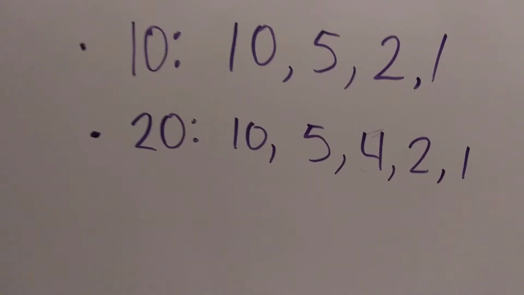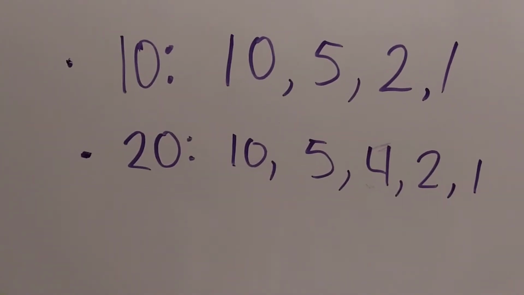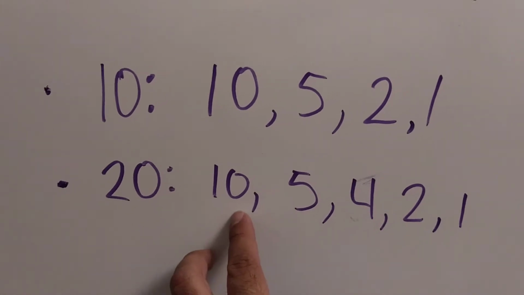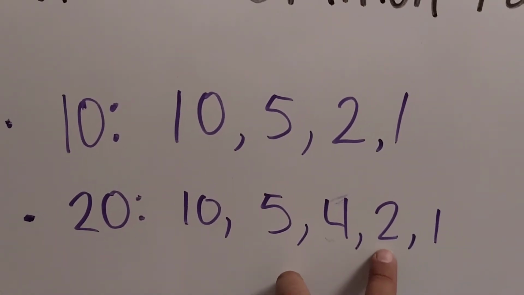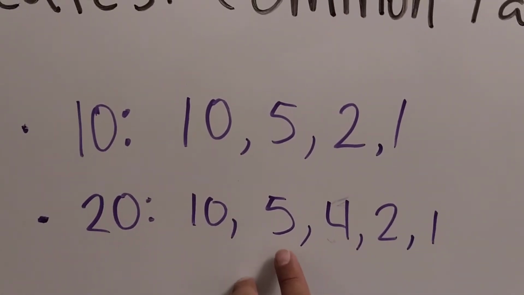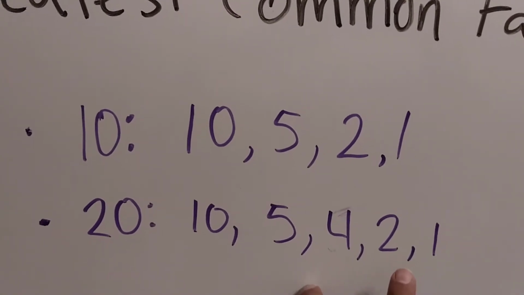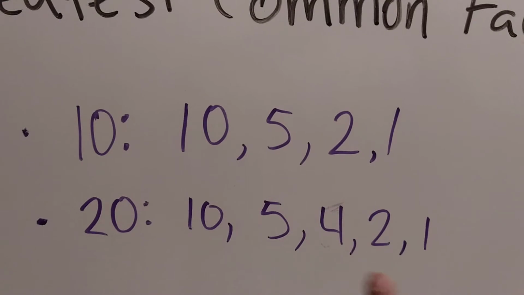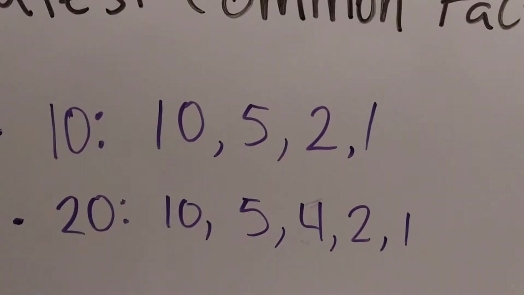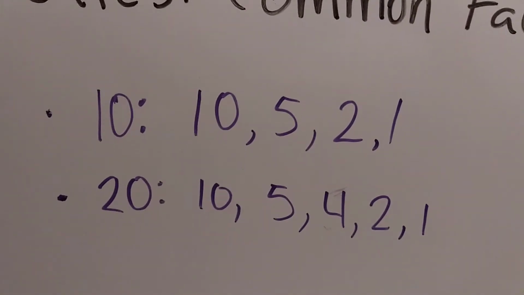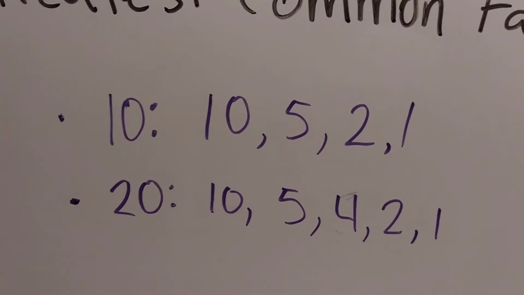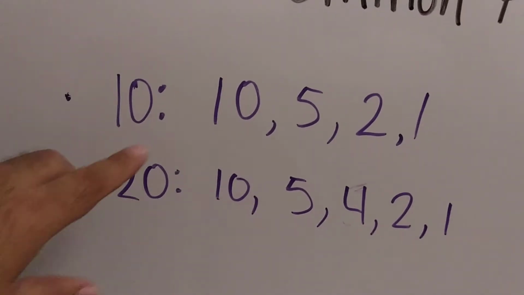In the case of 20, we have very similar numbers. 10 times 2 gives you 20. 5 times 4 gives you 20. And the 1, because 20 times 1 gives you 20, right? So what is the greatest common factor? The greatest common factor is the biggest number that both have in common. In this case, it would be the 10.